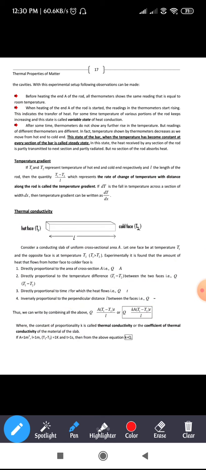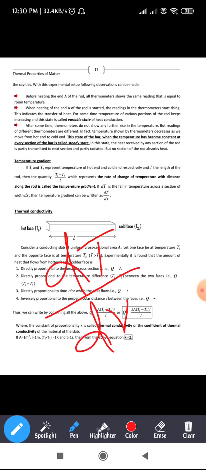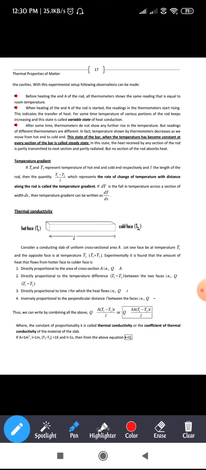This fall in temperature is denoted by the term dT, and the width of the cross section is nothing but dx that we have taken. So dT by dx is what we call the temperature gradient. That is nothing but the rate of change of temperature with the distance along the rod. As the distance increases, there is a fall in temperature. That itself we call the temperature gradient.